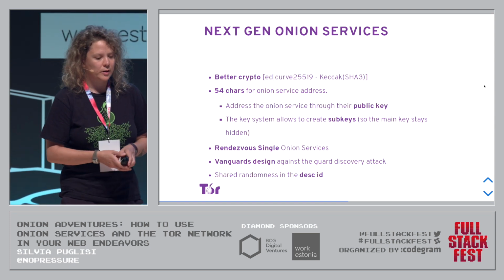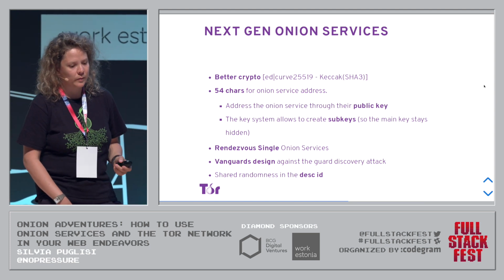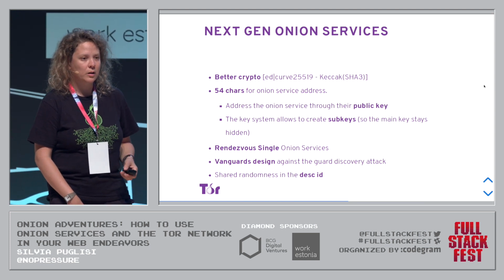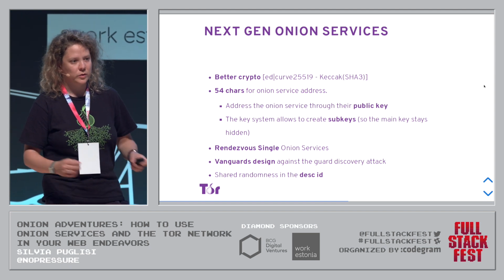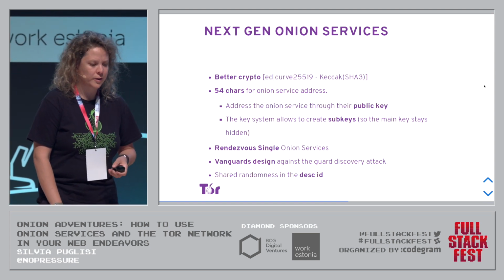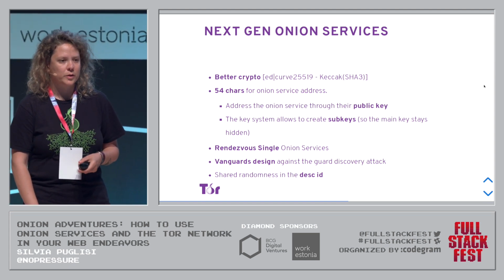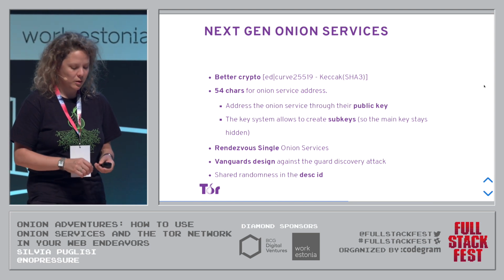And then there are some other features, for example, that were added to avoid some attacks that were being done to discover who the onion service is and who was talking to them. And also some other things about, for example, the descriptor ID. There is some information that is shared with the network when the service connects.